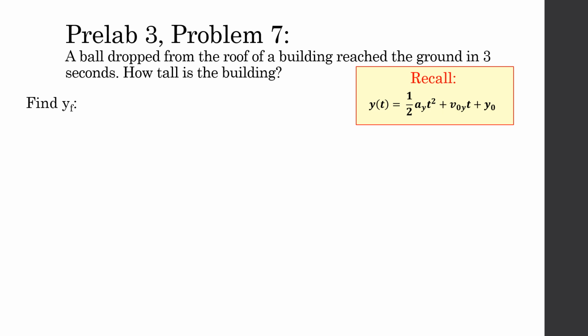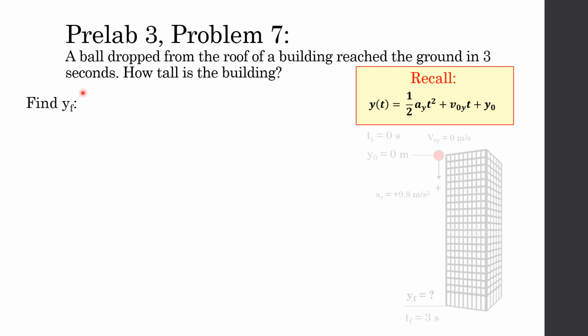Prelab practice problem number 7. A ball dropped from the roof of a building reached the ground in 3 seconds. How tall is the building? So recall that our position equation in the y direction is this guy right here, and we're going to be looking for y final. We're looking for our final position.